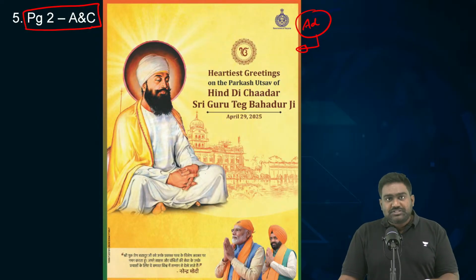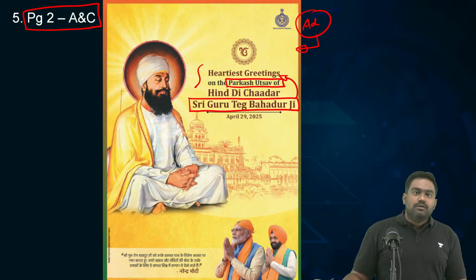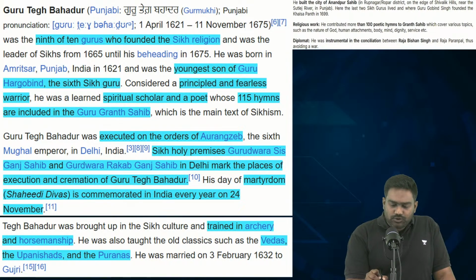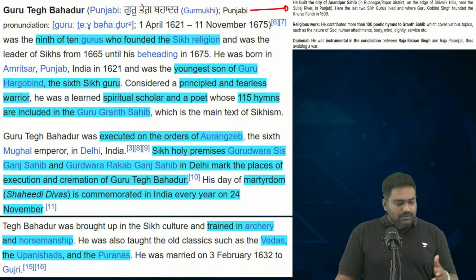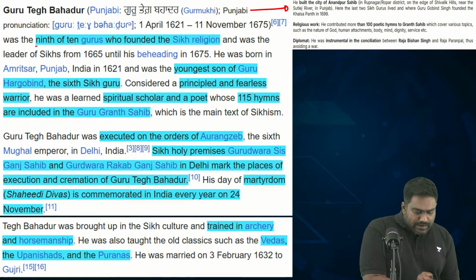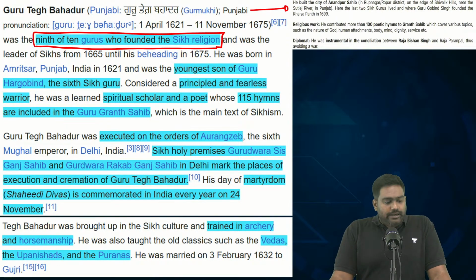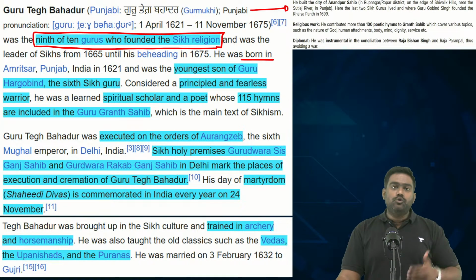This advertisement pays tribute to Sri Guru Tegh Bahadur on the occasion of Parkash Utsav. So who is Sri Guru Tegh Bahadur? Sri Guru Tegh Bahadur is a very, very important historical figure, a spiritual figure in Sikhism. Guru Tegh Bahadur was the ninth of the 10 gurus who founded Sikhism. And Guru Tegh Bahadur is celebrated for his bravery, for defending and protecting his community against the atrocities that was unleashed by Aurangzeb under the Mughal rule.